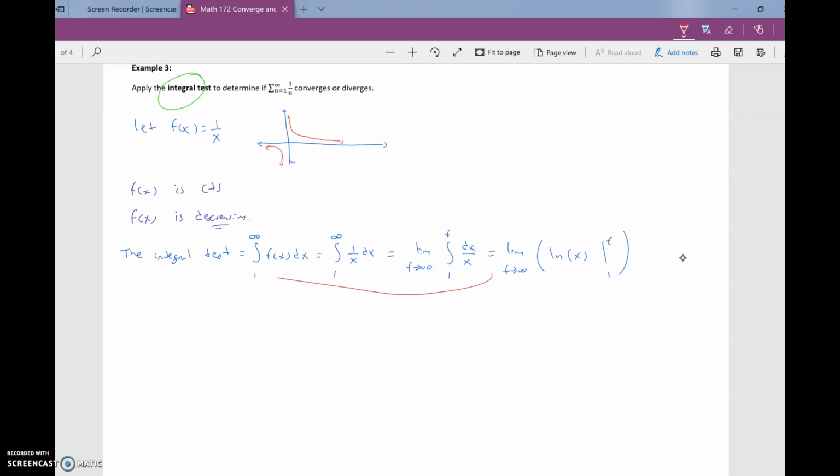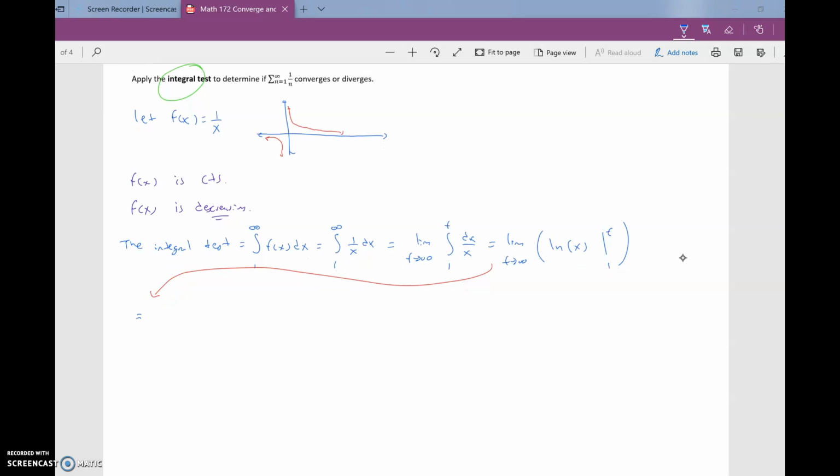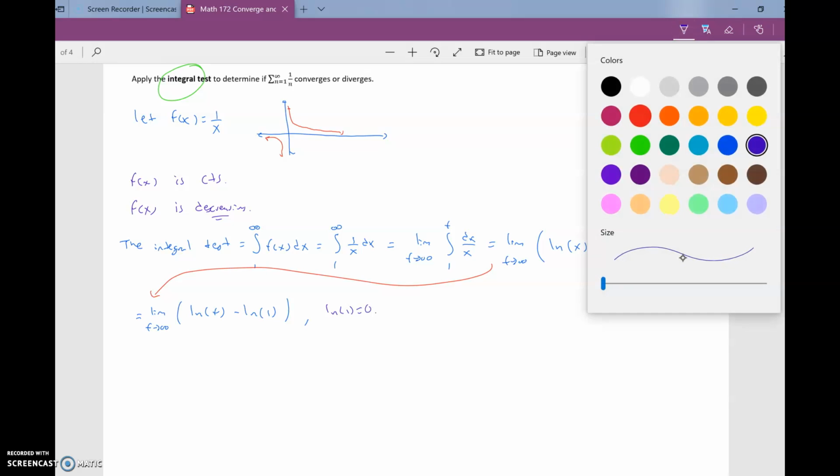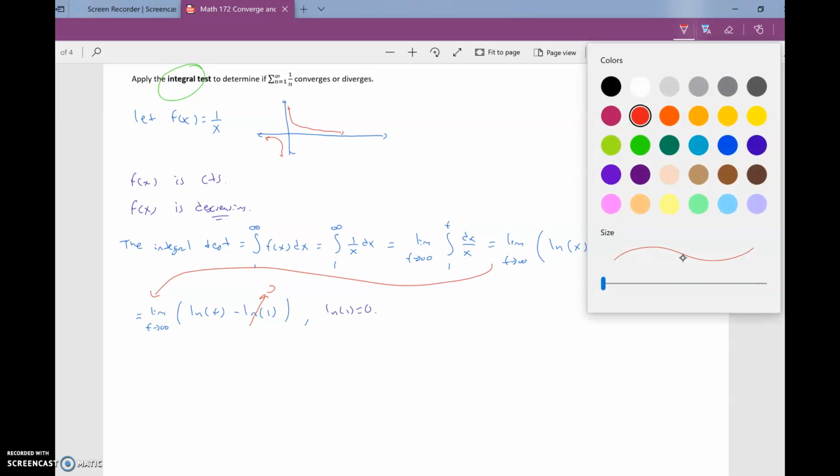And then from here, let me just move the problem up. So this is equivalent to the limit as t approaches infinity of the ln of t minus the ln of 1. And let me just justify that the ln of 1 is equal to 0. Therefore, this value is going to equal 0.